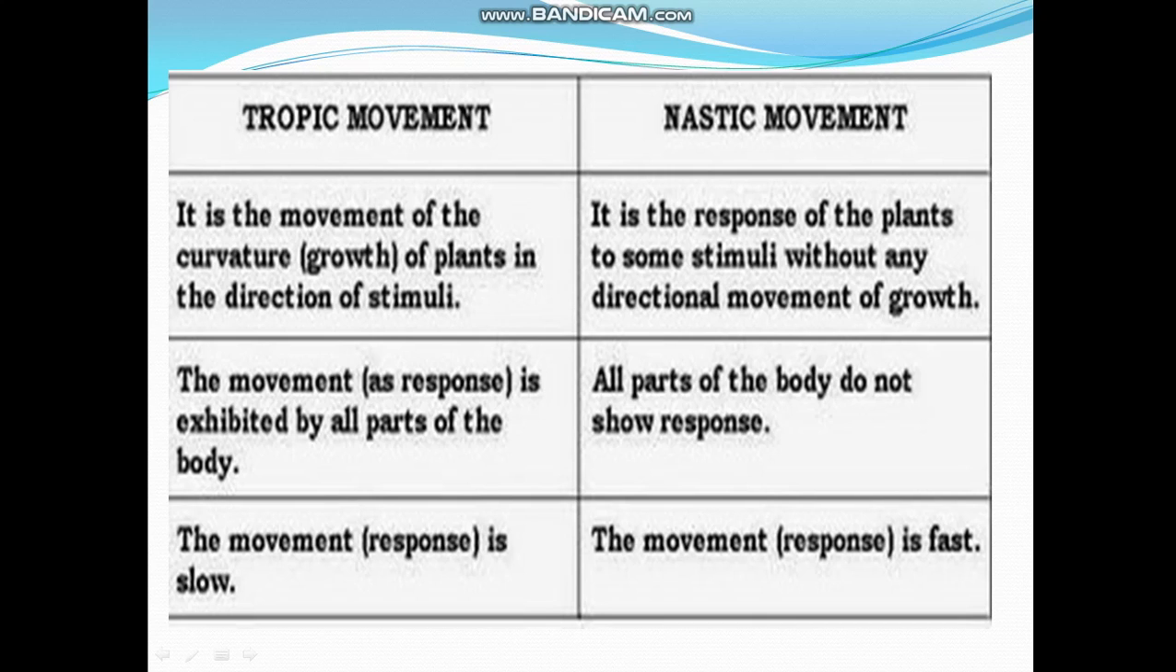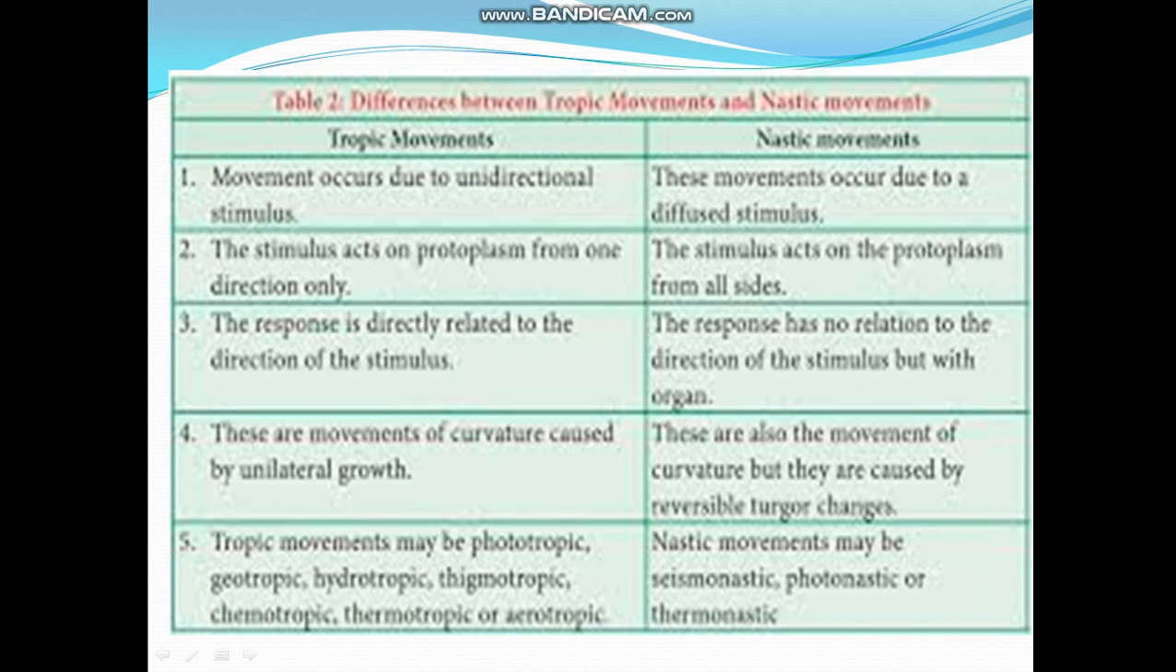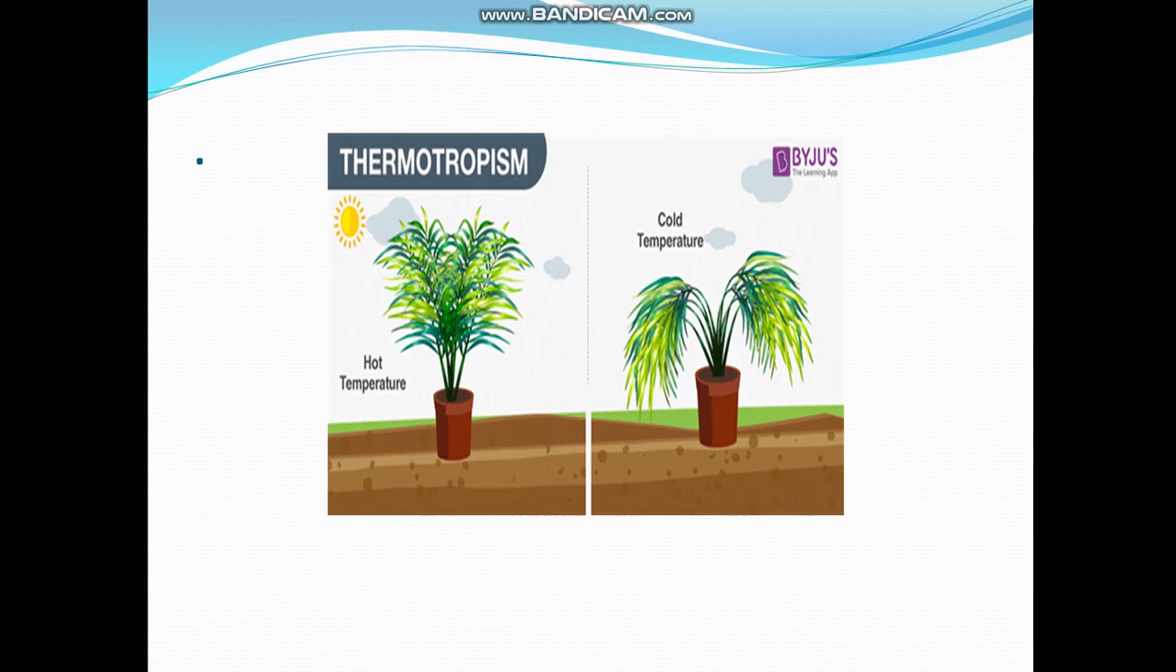Now there is a difference between tropic movement and nastic movement. Tropic movement is a movement of curvature towards the direction of the stimuli. Nastic movement is the response of the plants without any directional movement of growth. Tropic movement is exhibited by all parts. Nastic movement is not shown by all the parts. In tropic movement, the movement response is slow. In nastic movement, the movement response is fast. There are also other differences. Now this is thermotropism, which is by hot temperature and cold temperature.